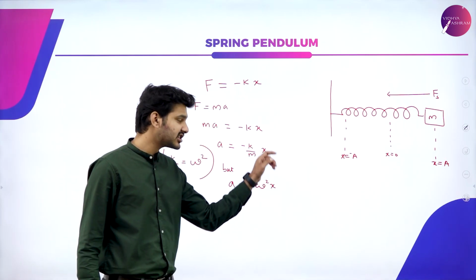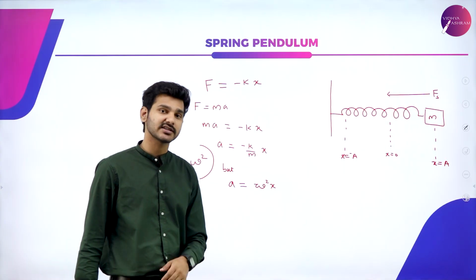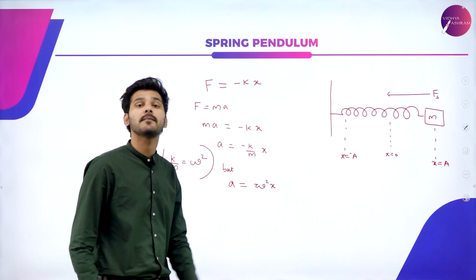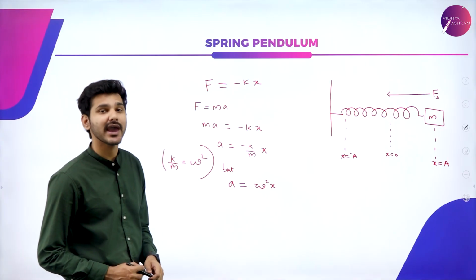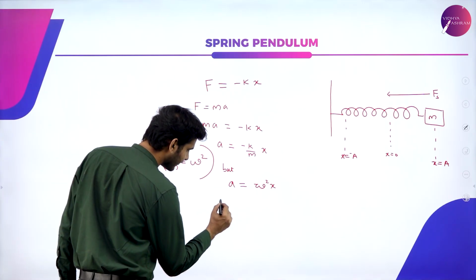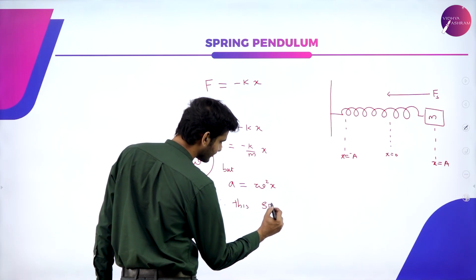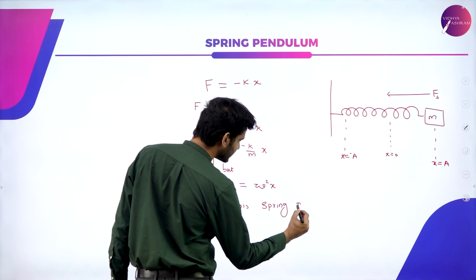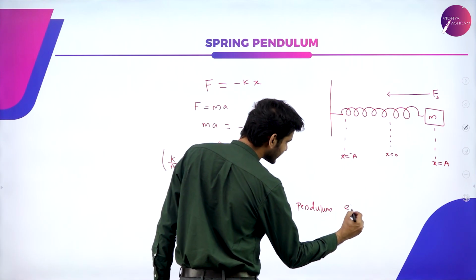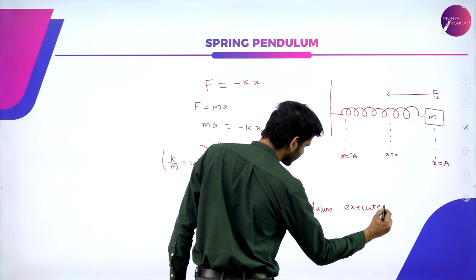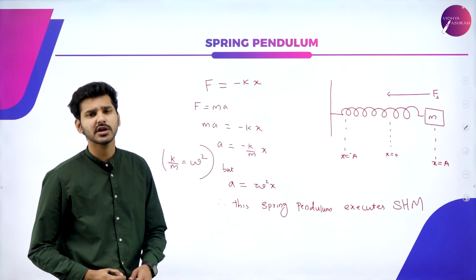So these two equations are very similar, right? One is omega square x, one is k by m into x, which means that these are comparable equations. In the term of omega square, we have k by m. Therefore, this spring pendulum executes simple harmonic motion, or simply simple harmonic oscillations.